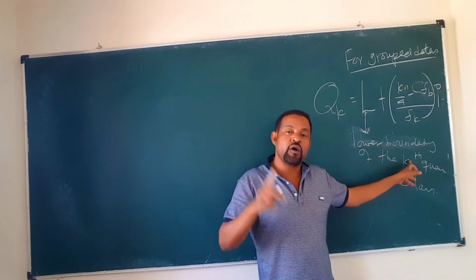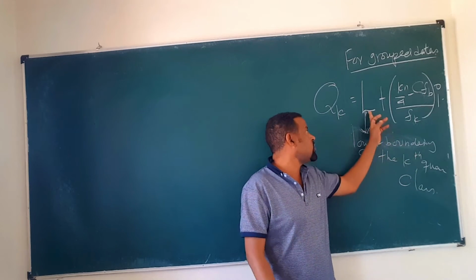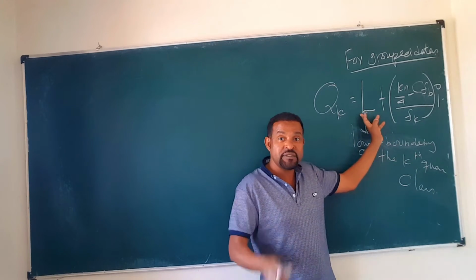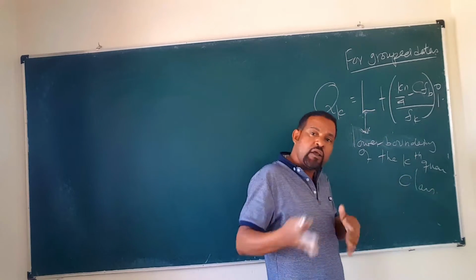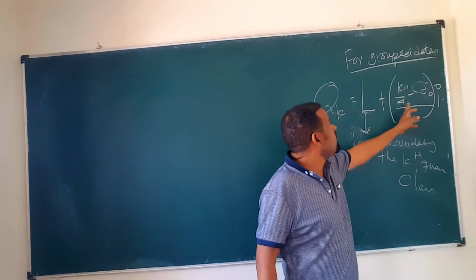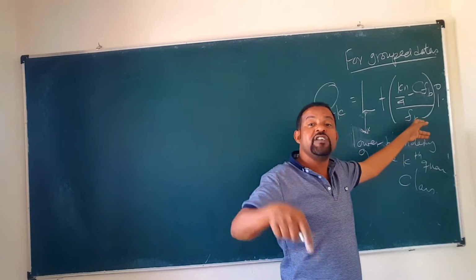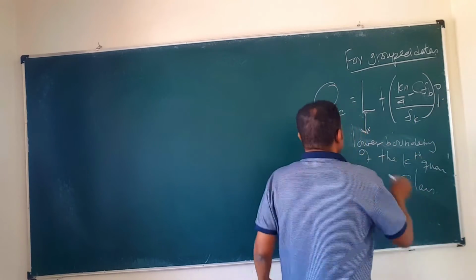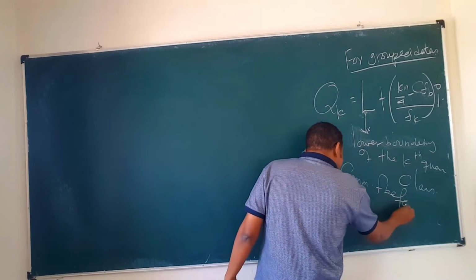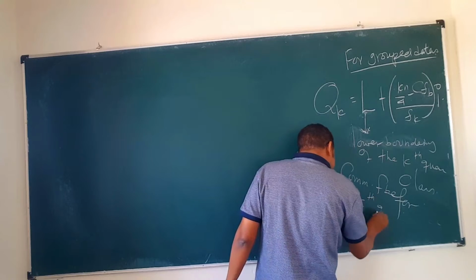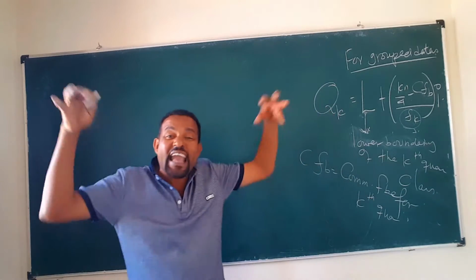Q1 corresponds to the first quartile class. Q2, of course, is the median. Q3 corresponds to the third quartile class. So L is the lower class boundary of the kth quartile class, and it is kn over 4 minus CFB, the cumulative frequency before that quartile class, over Fk, the frequency of the kth quartile class, times the class length. CFB means cumulative frequency before the kth quartile class.